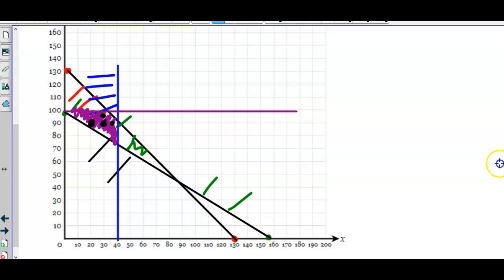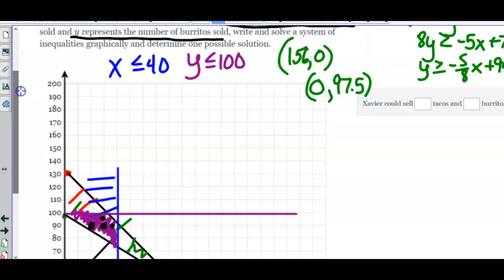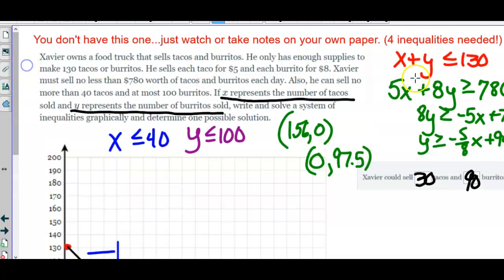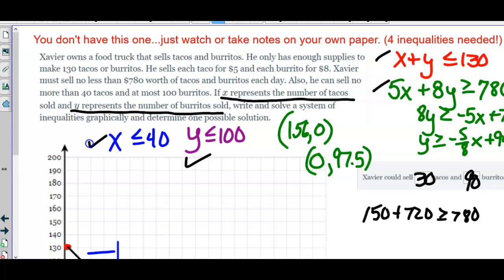And then you would just go into Delta Math. And let's see, let's do 30, 90. And you could say 30, 90 and check. Now you could check it in all of these equations. Our x is less than 40, our y is less than 100. They add up to 120, which is less than 130. If you put it in here, you would get 150 plus 720, which is greater than 780. So it checks in all 4 equations there.